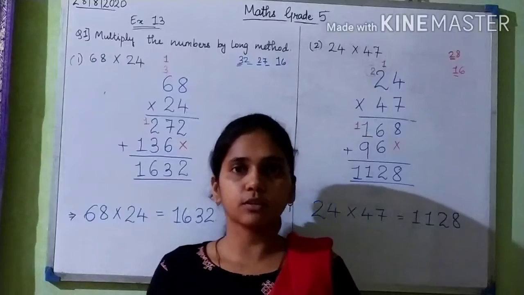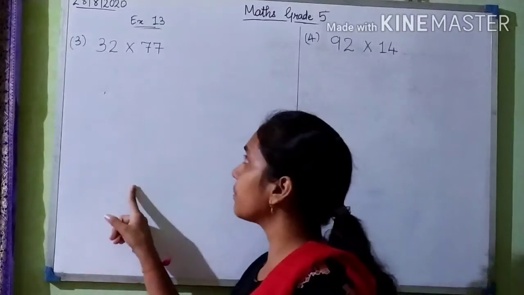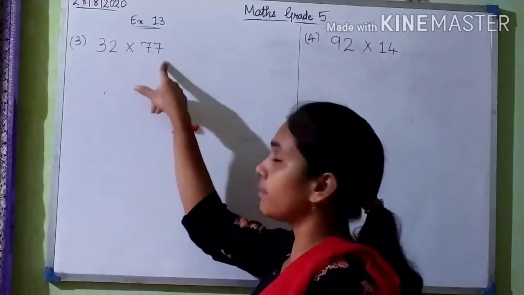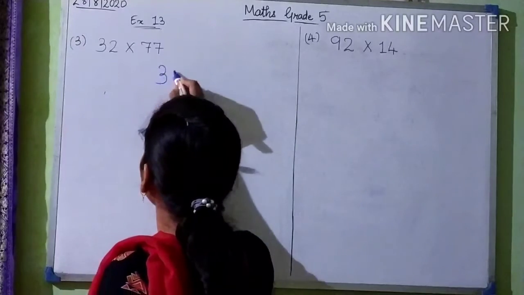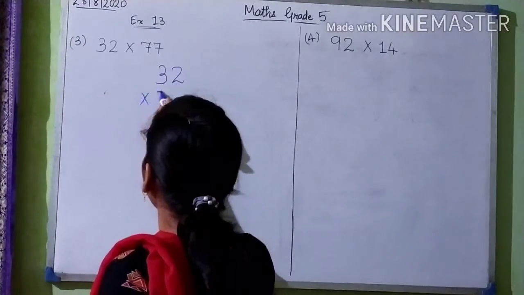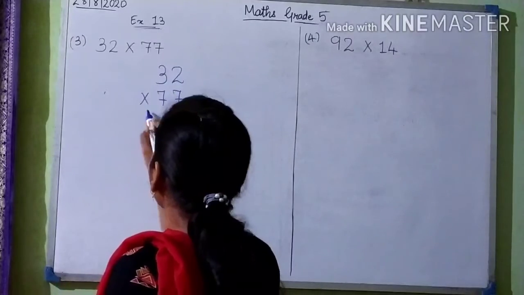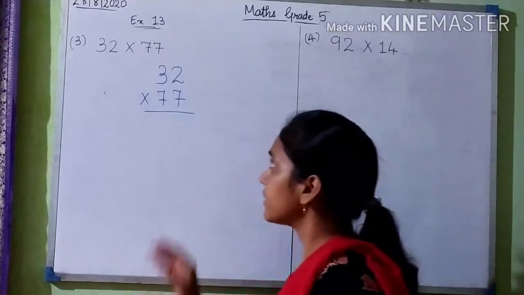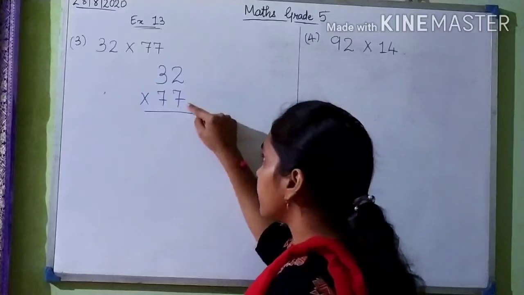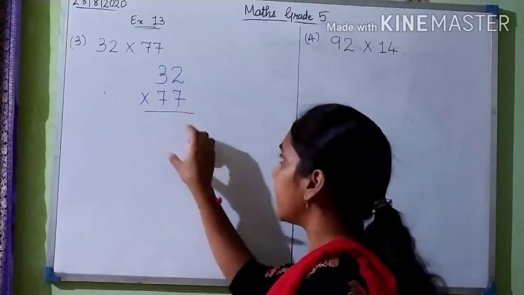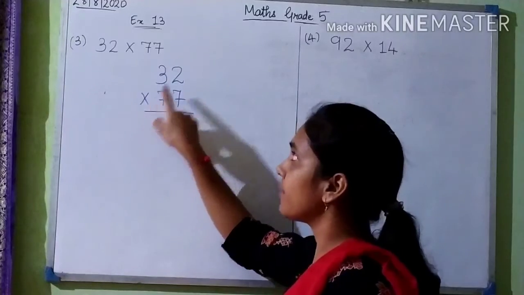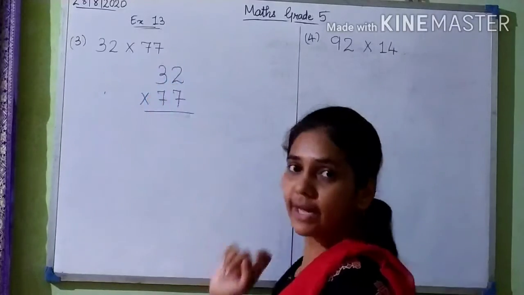Now we go to the third one. The third sum is 32 multiplied by 77. First I write them vertically, 32 multiplied by 77. Now, in a similar way, starting from the right side, I first multiply 7 by 2, then 7 by 3, and then in the next step I multiply this 7 by 2 and this 7 by 3.